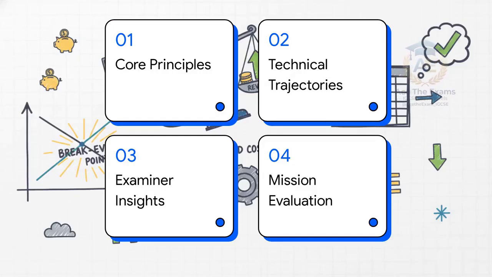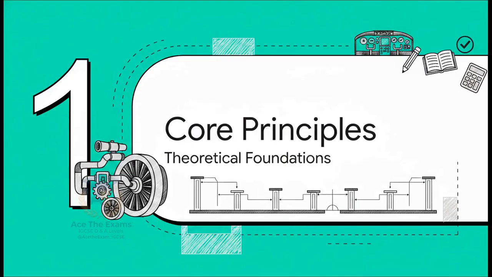Okay, so here is the flight plan for today's mission. First up, we have our pre-flight core principles. Then we'll move into executing technical trajectories. After that, we'll be navigating examiner debris, and finally, we'll initiate our mission success and evaluation protocol. We're going to systematically clear each of these stages to make sure you get that perfect landing. Okay, let's dive into this.